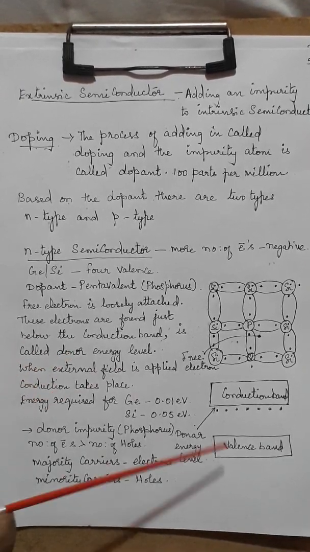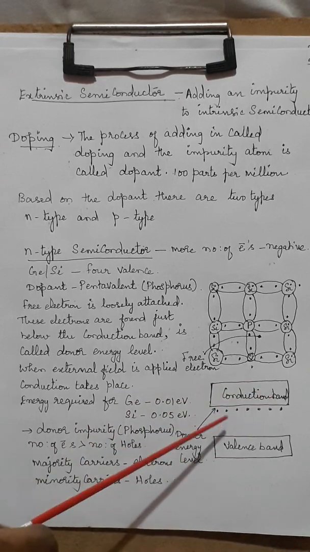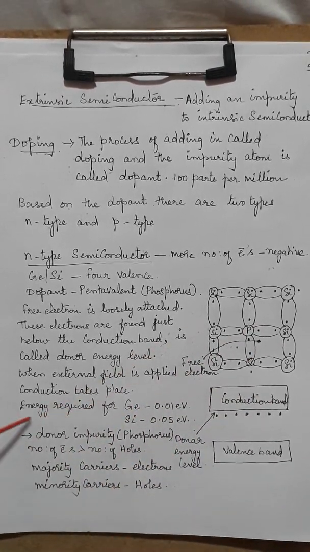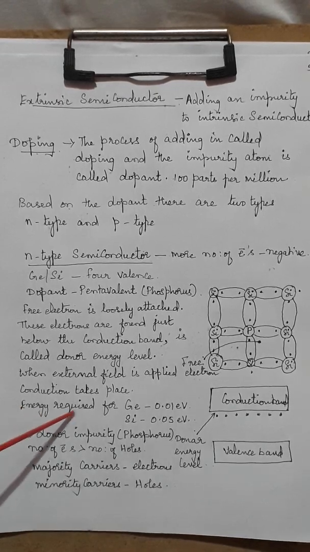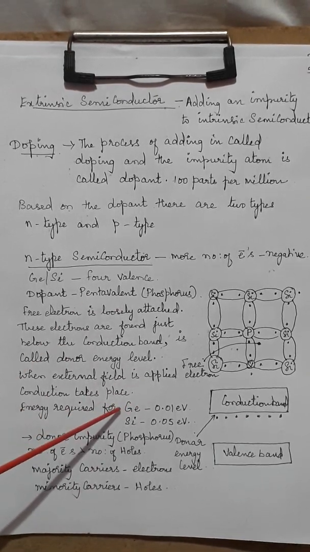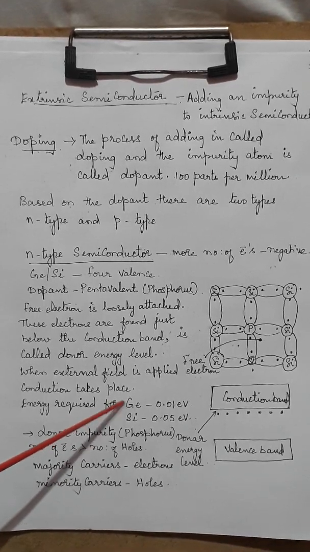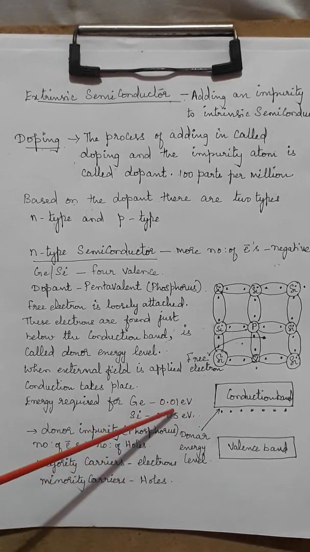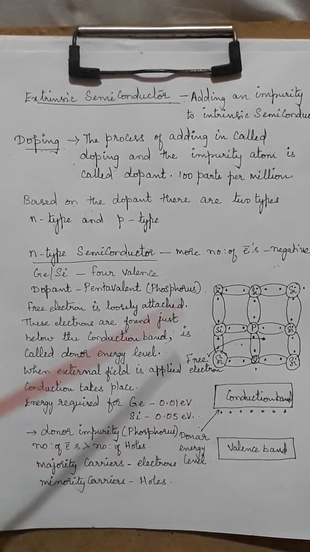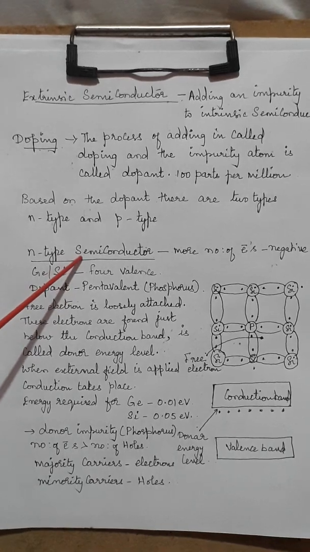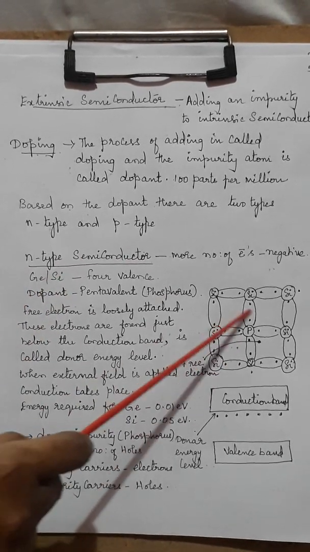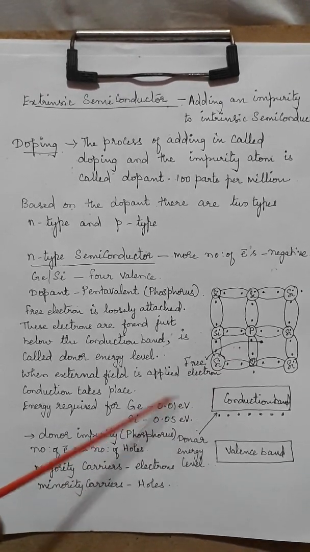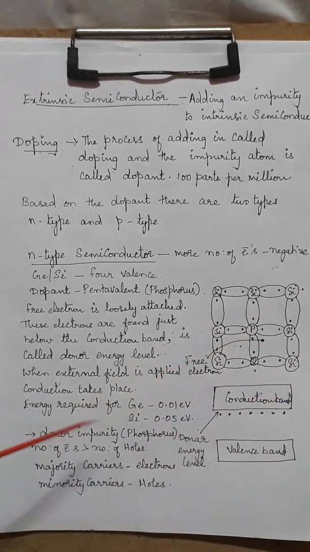When an external field is applied, what will happen? All these electrons will start conducting. Actually, we have studied that the energy required for germanium before was 1.1 electron volt, isn't it? But now only 0.01 electron volt is required. This is why we are using an extrinsic semiconductor. Just by adding an impurity, it reduces the amount of energy required to start conducting.